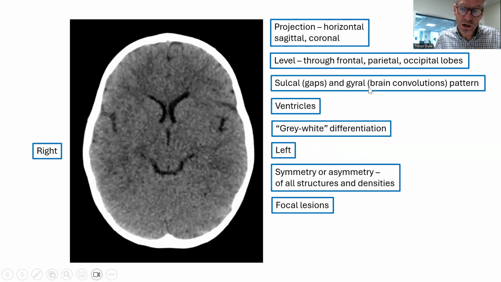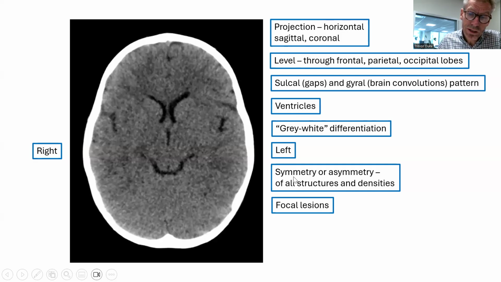Look at the sulcal and the gyral pattern. The sulci are the gaps between the convolutions of the cerebral cortex, and the gaps just contain cerebrospinal fluid. The cerebrospinal fluid is black, as are the ventricles. So you need to look at the ventricles. As I said, the ventricles look different at different levels of the CT, and they look a different shape in different projections, but they should be quite black, hypodense, extremely hypodense. I'll get onto the density issues in a moment. So you're looking at the ventricles, the ventricular size.